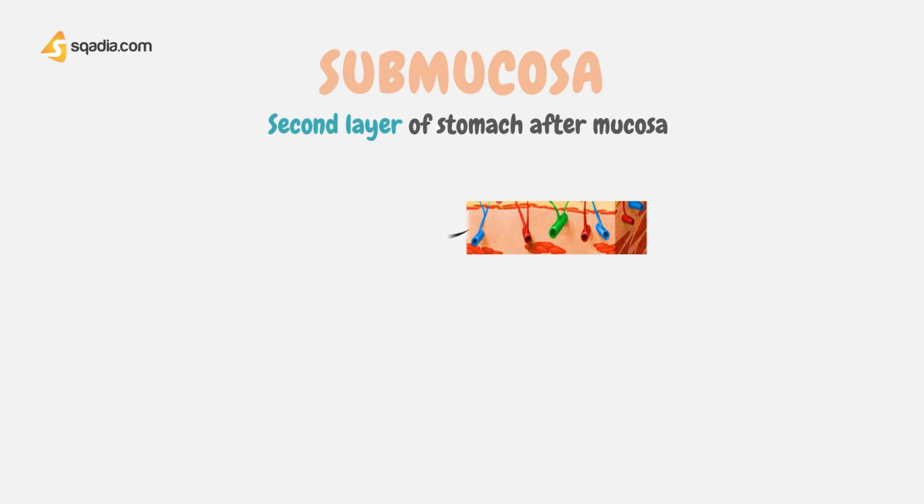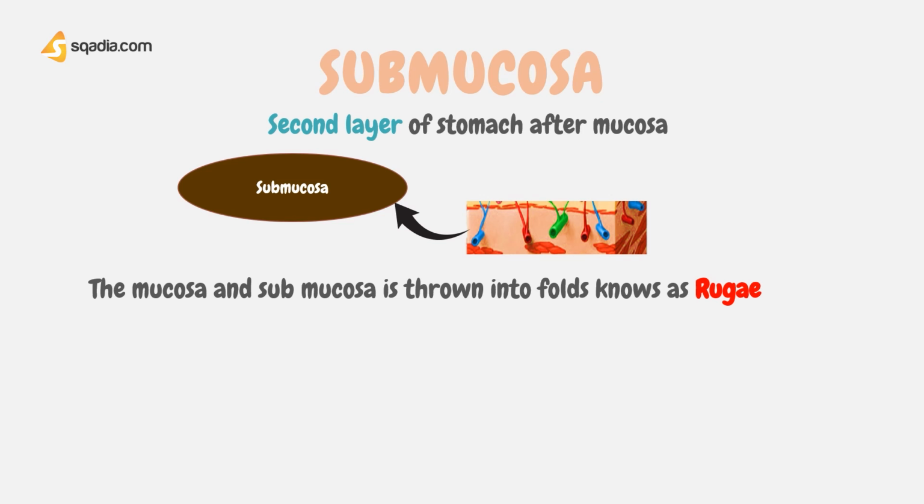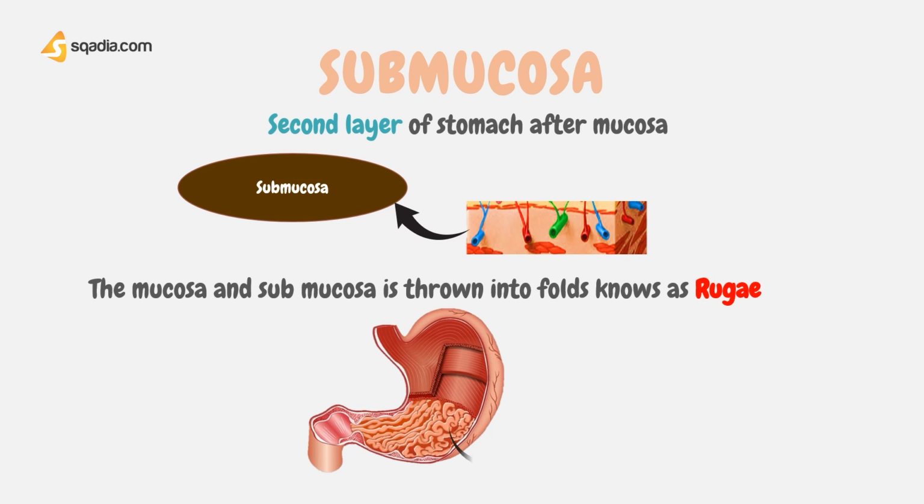Now we have the second layer of the stomach known as submucosa. Here we have the histological view of the submucosa. One important structure we will discuss here is rugae, which is formed by the invaginations or folding of the submucosa and the mucosa. In this anatomical view of the stomach, we have rugae.